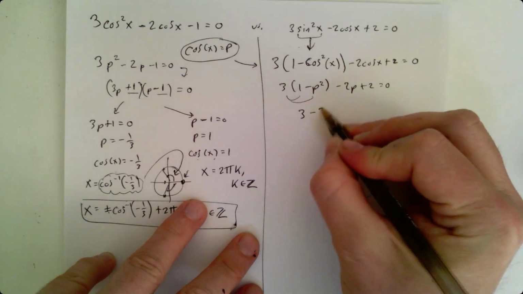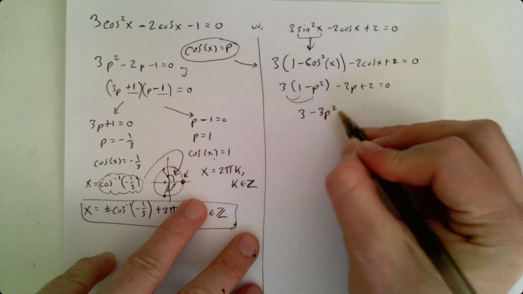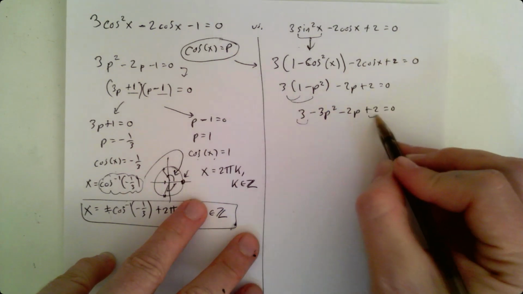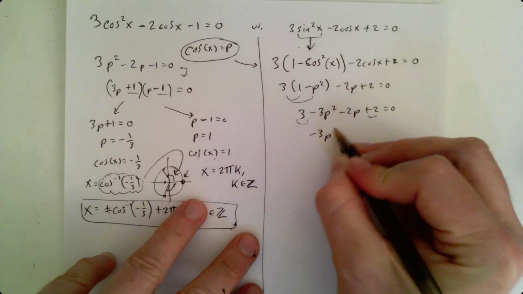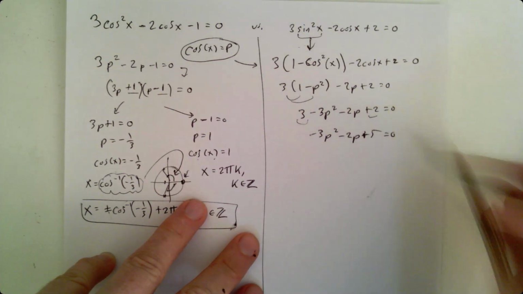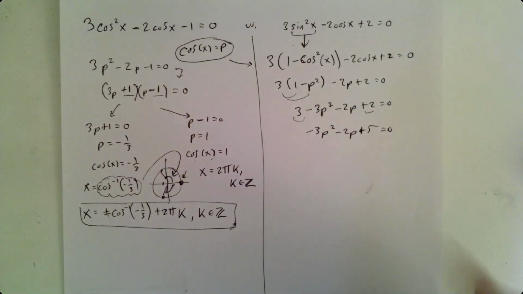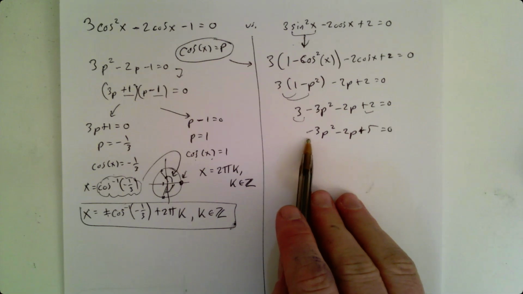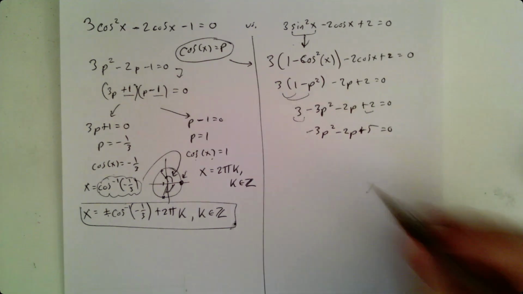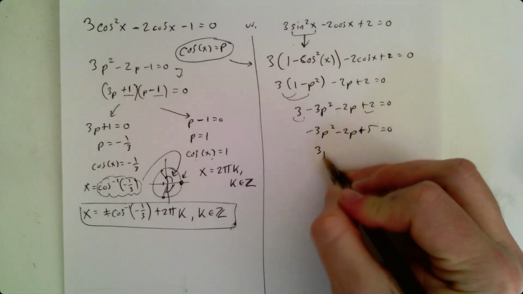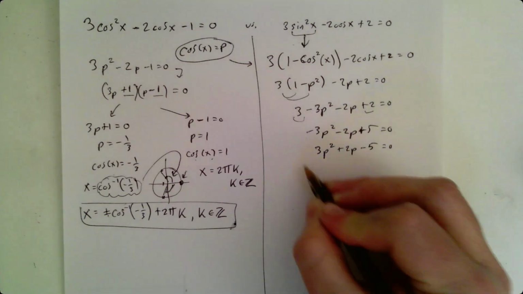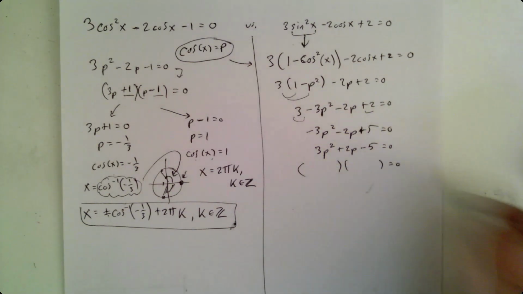So I've got 3 minus 3p squared minus 2p plus 2. So I'm noticing I can combine those two as 5. At this point, you could decide to factor or complete the square. I kind of dislike having a leading coefficient that's negative, so I'm going to multiply both sides by -1. So that gives me 3p squared plus 2p minus 5 equals 0. And now I'm going to try and factor that one.